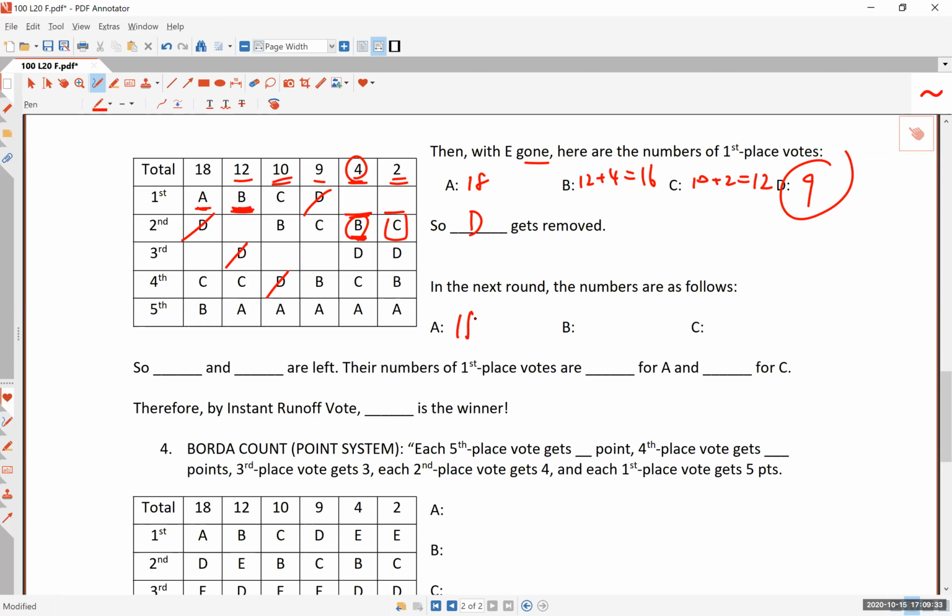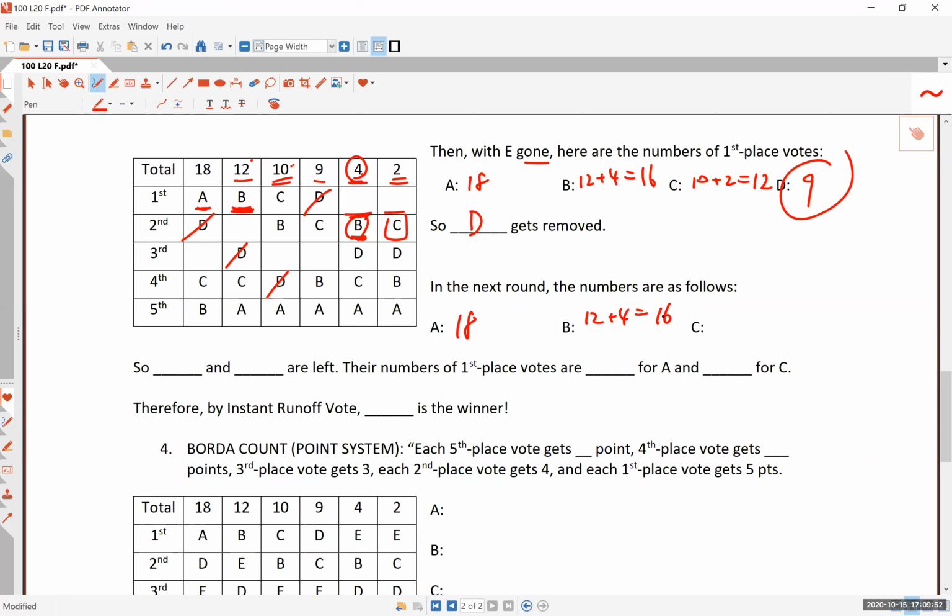A still has 18 votes. B, well, let's see. B still has 12 people. And then this, is that the B? Okay, so B still has the support of this many people.